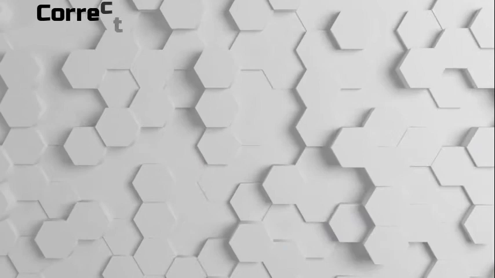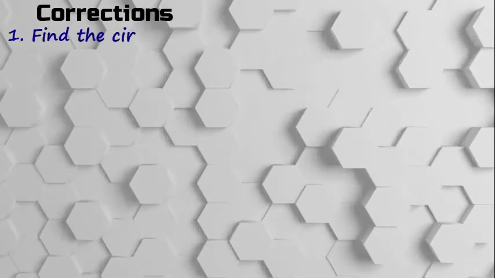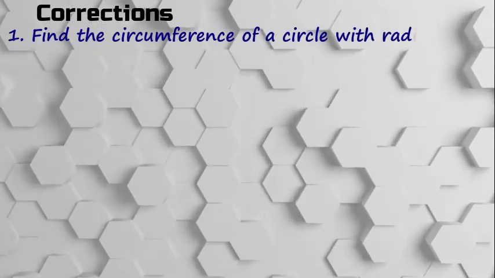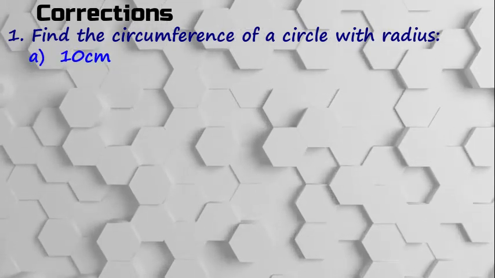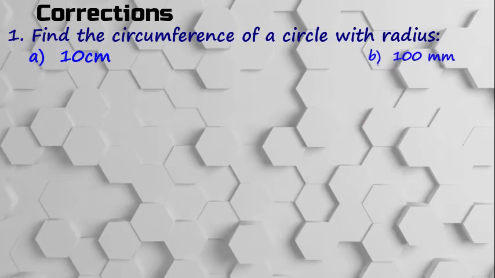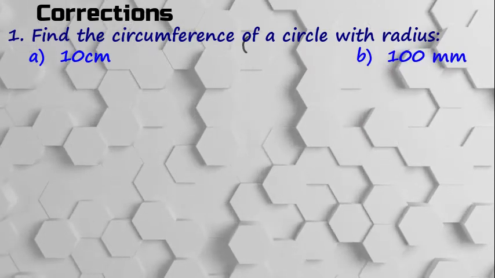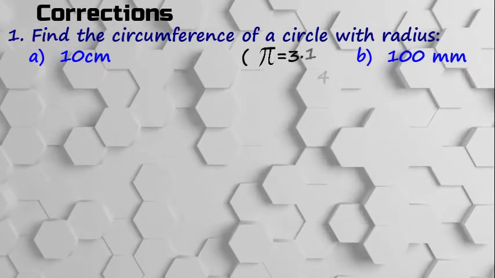Number 1. We are supposed to find the circumference of a circle whose radius for part A is 10 centimeters and part B is 100 millimeters. And we are supposed to use pi as 3.14.